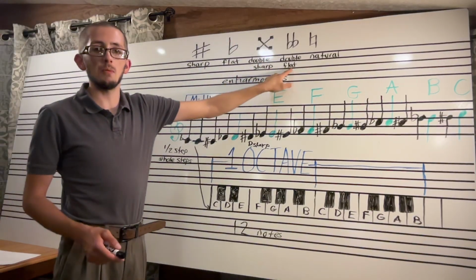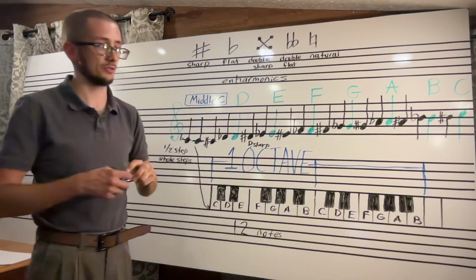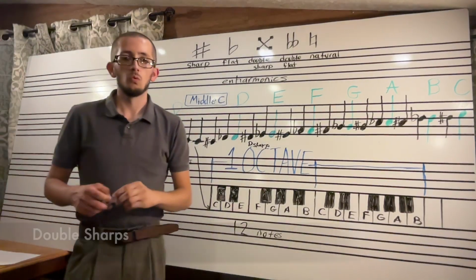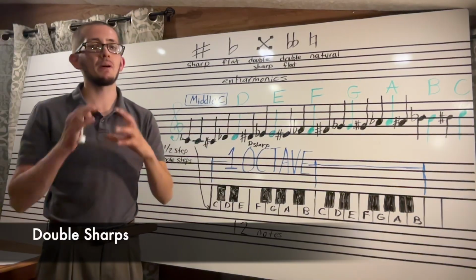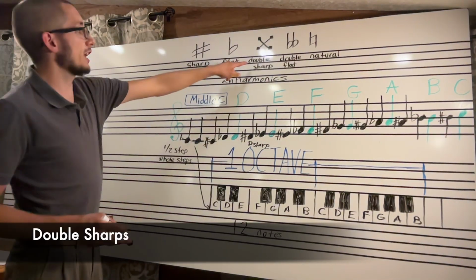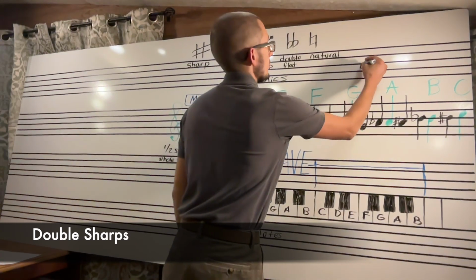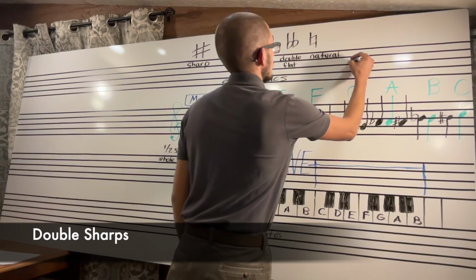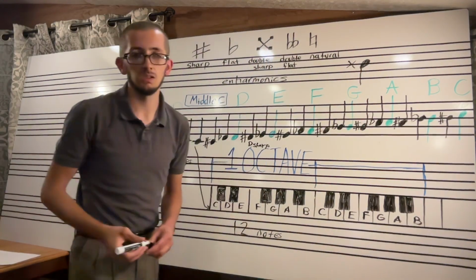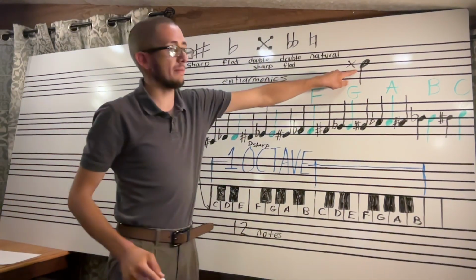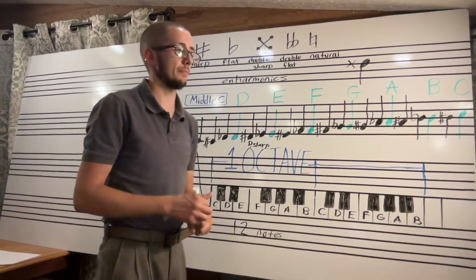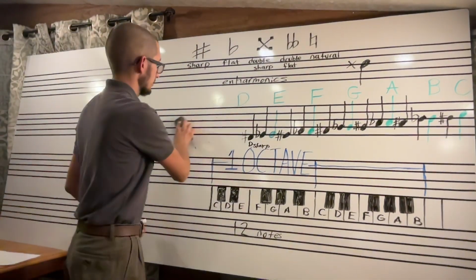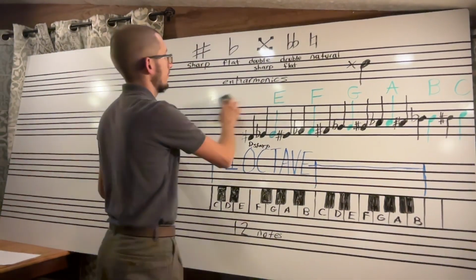Double sharps and double flats, let's talk about those. If you know that a sharp raises a note by a half step, what does a double sharp do? It raises it by a whole step. So whenever you see a pitch, let's draw a pitch right here and put a double sharp sign next to it. That raises that pitch up 2 half steps. I'm going to erase what we've got so far and then talk about double sharps and double flats.